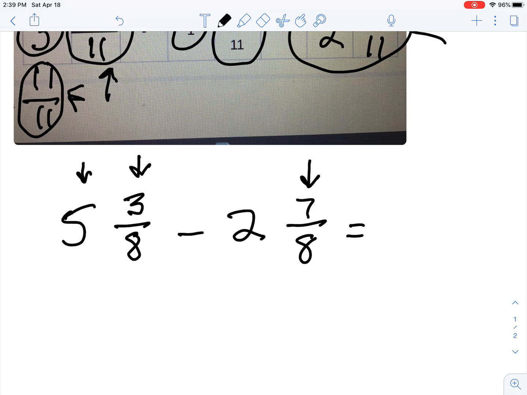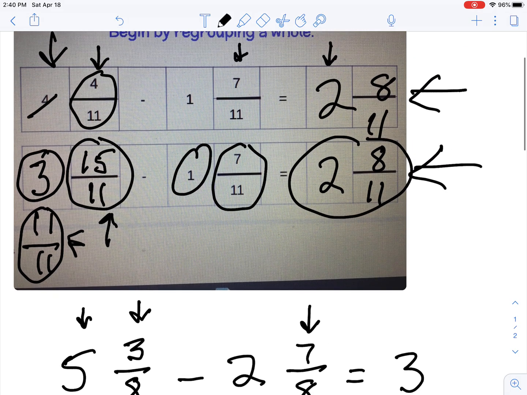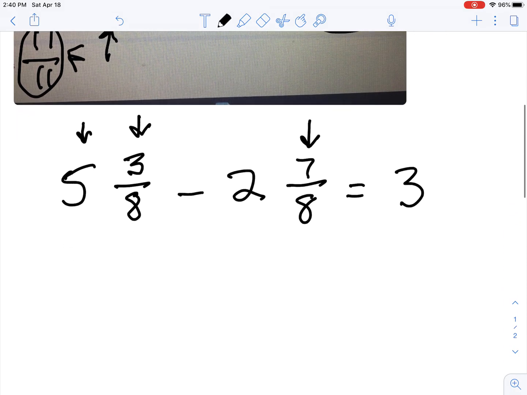So go ahead and do the first part of this, right? Subtract the 2 from the 5. I'm going to get this problem started for you, actually. And now you're supposed to subtract 7/8 from 3/8. See if you can look back at this example or rewatch the video and see if you can solve this problem, 5 3/8 minus 2 7/8. Go ahead and try it.